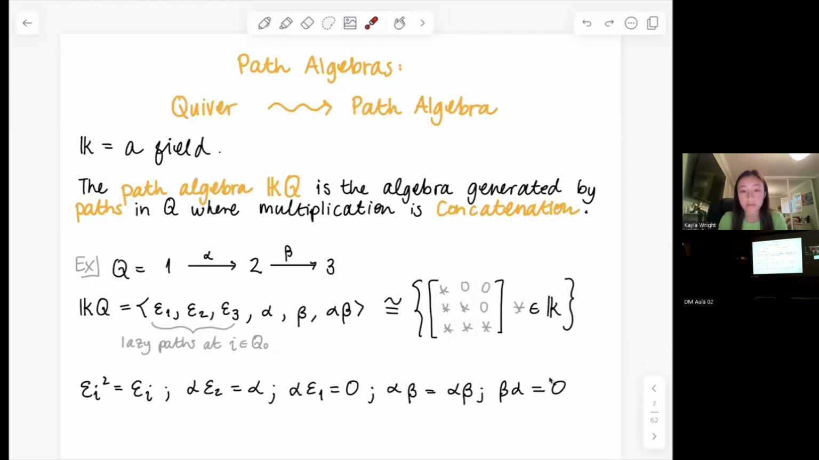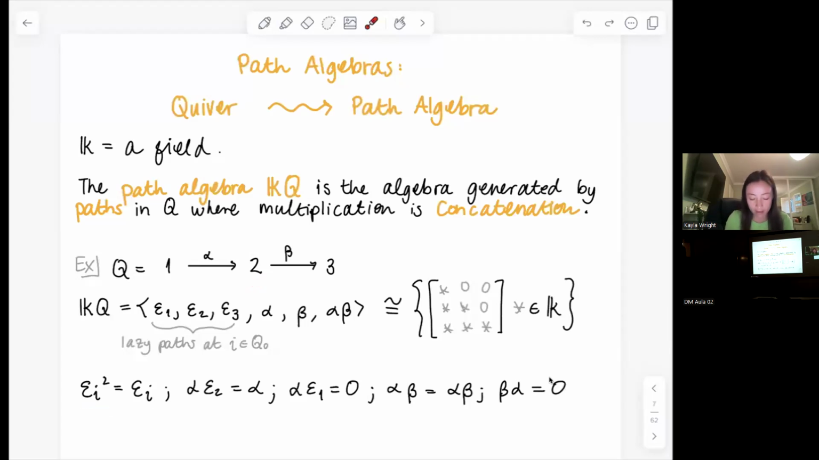And as matrices, you can think about how these are going to be multiplied together, or you can think about looking at the quiver, how things are going to get multiplied together. So in general, we have that all of the lazy paths are idempotent elements of the algebra. So if you take epsilon 2 and you square it, it's the same as just staying at the vertex epsilon 2. So we have this relation.